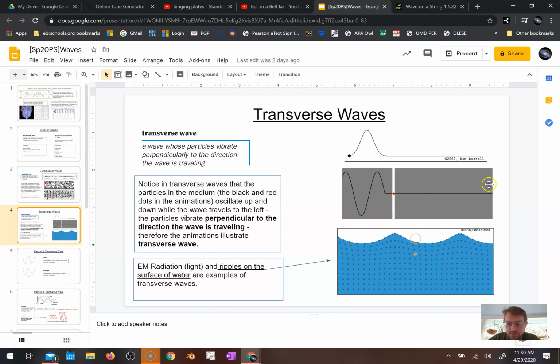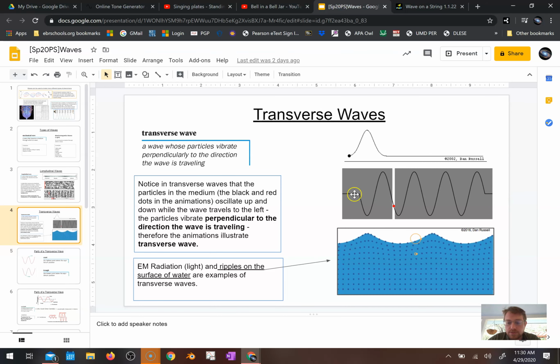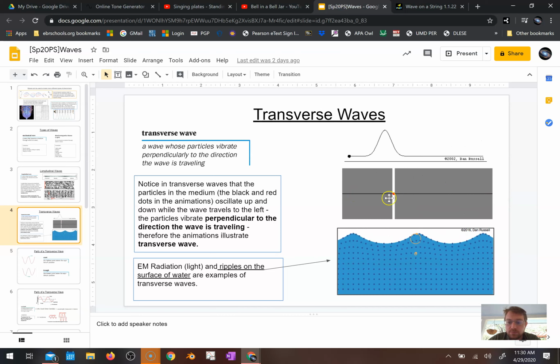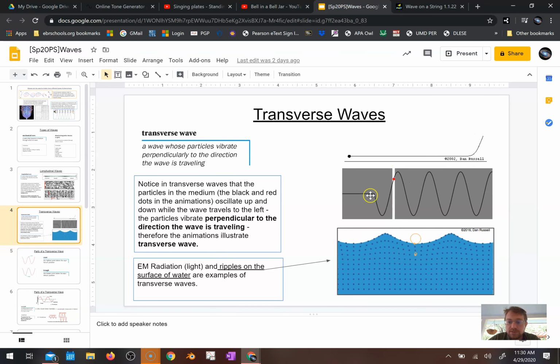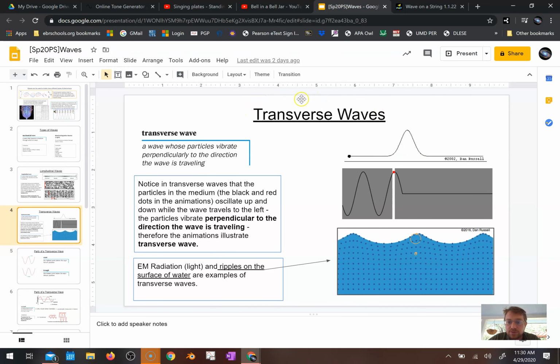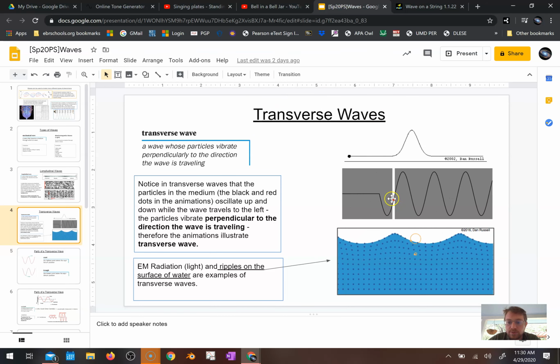But what direction is the wave traveling? The wave is traveling left to right. So the direction that the wave travels and the direction that the individual particle in the medium travels are perpendicular. They're in different directions. The particle moves up and down, but the wave moves left to right. That's what transverse means. A transverse wave is going to have the particle move perpendicular to the wave. And remember, the particle is just like an atom in the string.